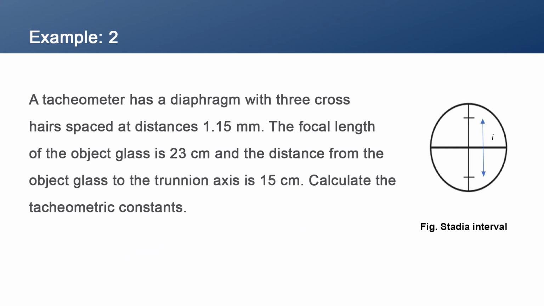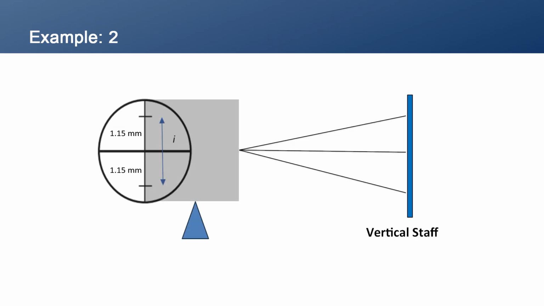Next example: a tacheometer has a diaphragm with 3 crosshairs spaced at a distance of 1.15 mm. The focal length of the object glass is 23 centimeter and the distance from the object glass to the trunnion axis is 15 centimeter. Calculate the tacheometric constants. Here is a figure for you to visualize the problem. Hope you could clearly see the 3 crosshairs spaced at a distance of 1.15 mm here.